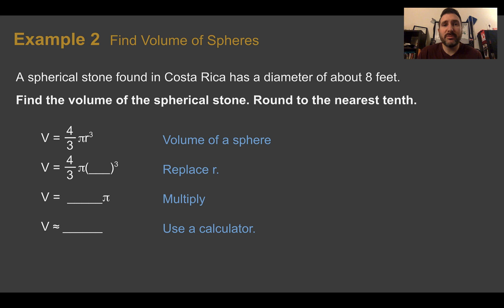Example 2. Find volume of spheres. A spherical stone found in Costa Rica has a diameter of about 8 feet. Find the volume of the spherical stone, round to the nearest tenth. So here, diameter is 8.